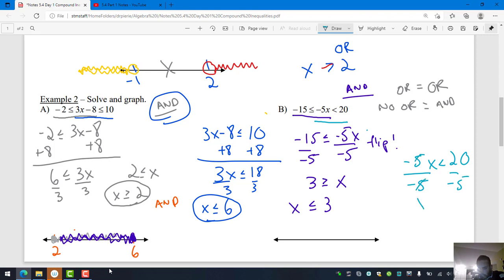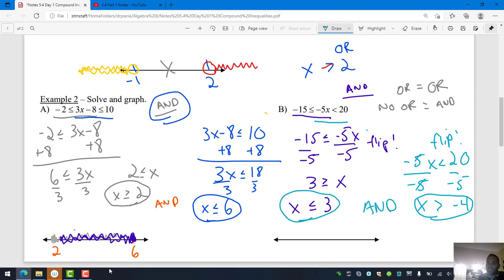These cancel, I'm just left with x. On the right side, 20 divided by negative 5 should be negative 4. But once again, we've divided by a negative, so we need to flip the sign. It was previously open to the right, now it's going to open to the left. X should be greater than negative 4. These are my two inequalities, and it's an and compound inequality, so both conditions need to be met. So let's graph it.